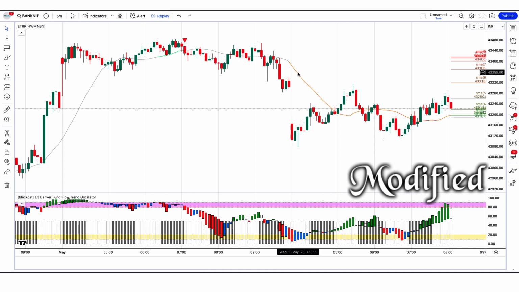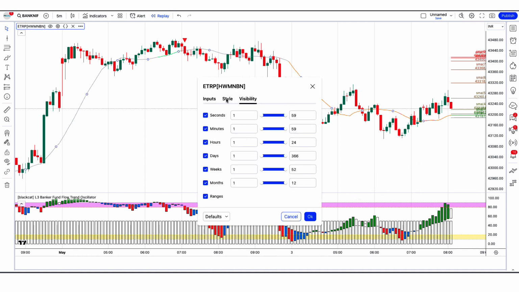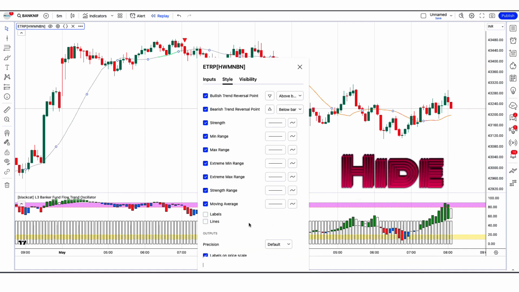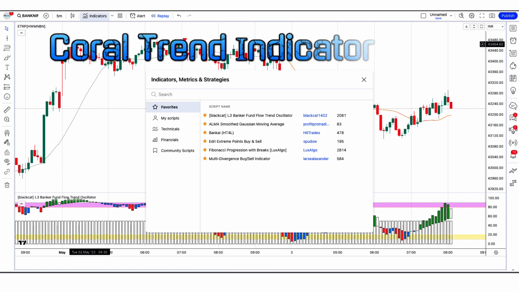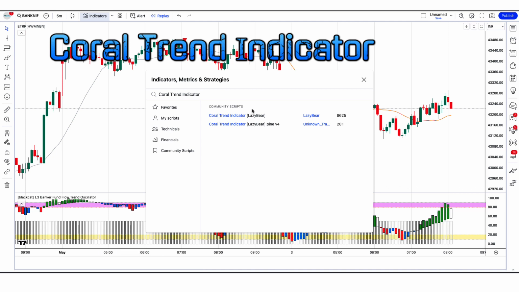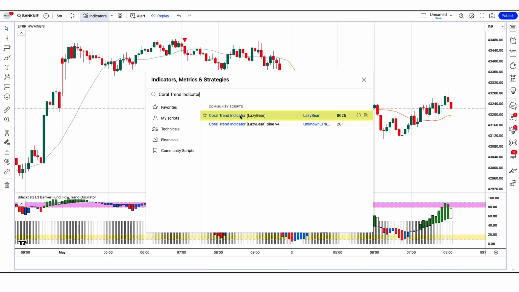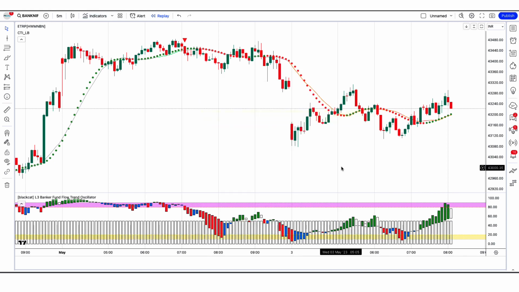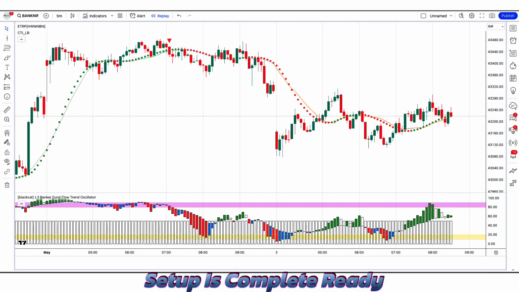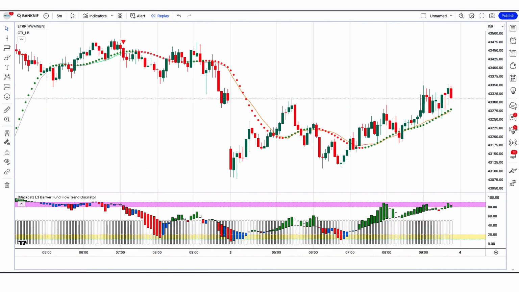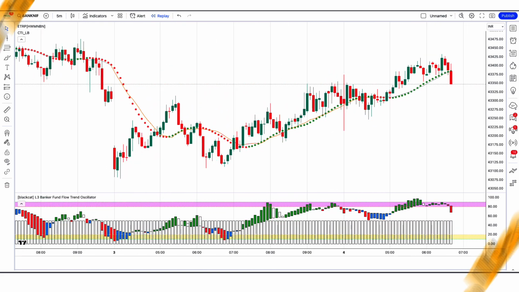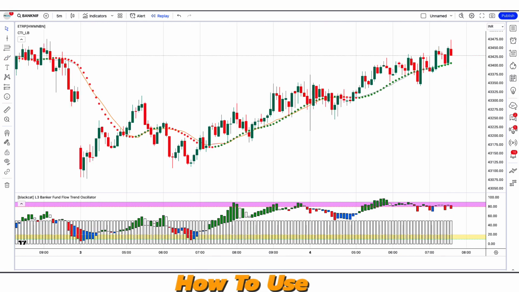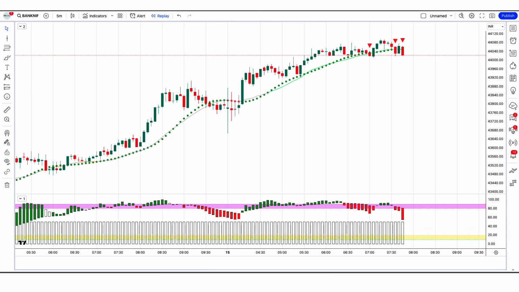Let's modify the settings of the indicator. In this, we have to hide some options. After that, we have to apply another indicator on the chart. We will search coral trend indicator in the search box of TradingView. After that, we have to click on coral trend indicator by Lazy Bear option. Now our setup is complete, ready for trading. We are going to test this strategy on 5-minute time frame and Bank Nifty chart. Let's see how we use these trading indicators. Let's start.